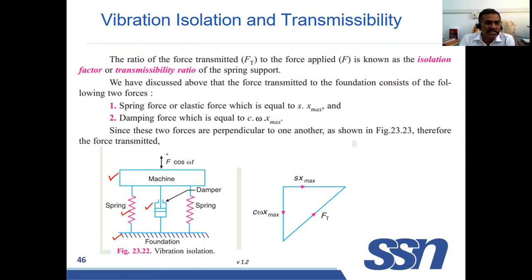Now the exciting force in the machine is F cos omega t or F sin omega t, whichever you take. For example, this machine is a reciprocating machine like an IC engine. What is the unbalanced force produced due to the reciprocating part? That will be equal to m omega squared r into cos theta plus cos 2 theta by n. So this is the equation.